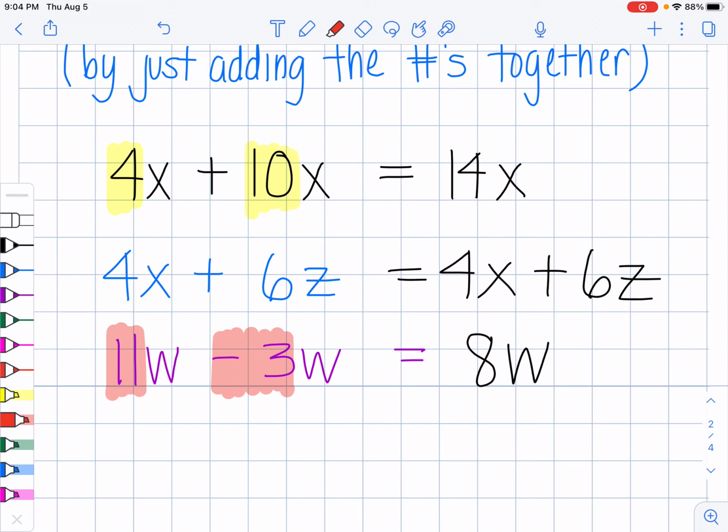The general idea is you want to combine together your like terms, and that's called simplifying an expression. But if you don't have like terms, then you can't combine them together. So that's why it's important to know what a like term is.